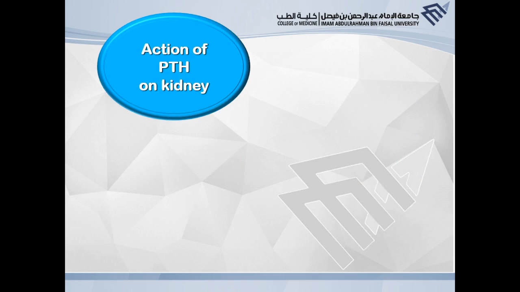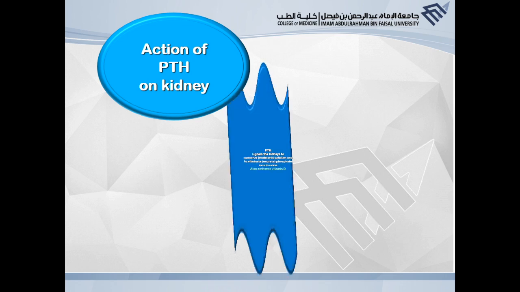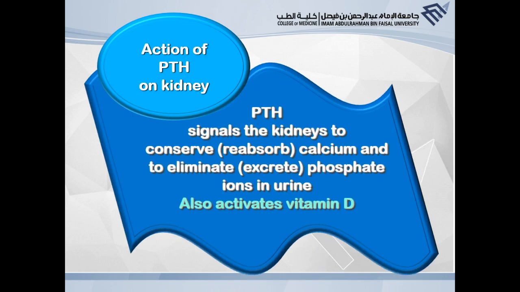Okay, so this was the action of parathyroid on the bones. Next we move to the action of parathyroid on the kidneys. It will cause the kidneys to reabsorb calcium and to remove phosphate ions. So calcium will be reabsorbed, phosphate will be excreted, and also it will cause activation of vitamin D. So there are three functions of parathyroid hormone on the kidneys.